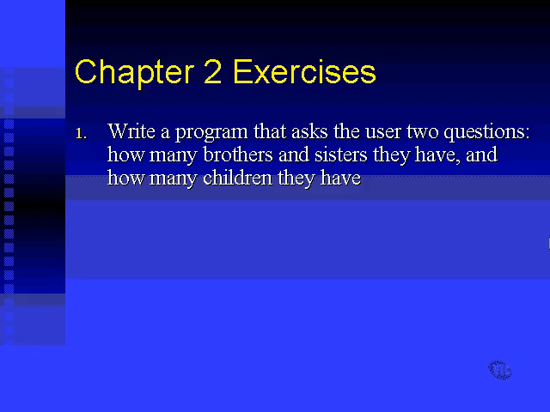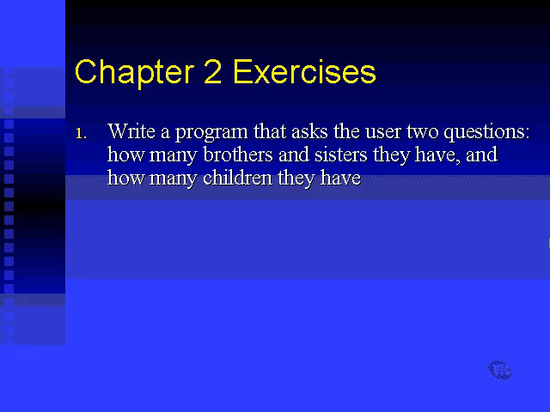So, how many brothers and sisters do you have, for instance, and how many children do you have? Those could be the 2 questions. So for each one, they get a question, then they type in the answer. Then they get the second question, and then they type in the answer. Then, I want your program to print out one line of text that says, for example, you have 6 brothers and sisters and 3 children.